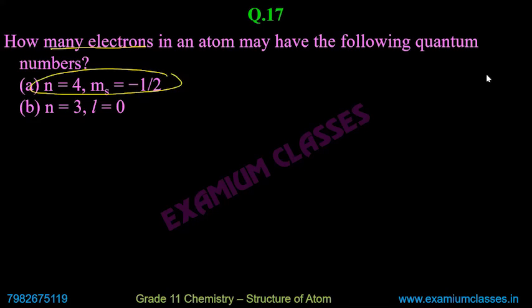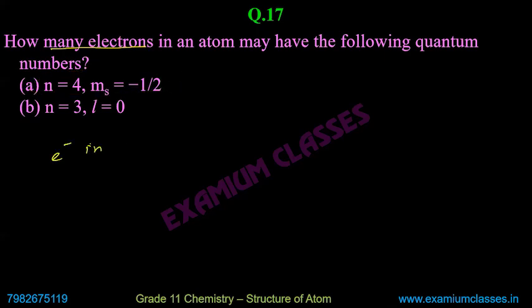Sir, here for n, we will find the total number of electrons, that is 2n square. And for spin quantum number half, it would be half the total number of electrons, that is n squared. So total number of electrons will be 16. 4 square means 16. Correct. So total number of electrons in a shell is given by 2n square.